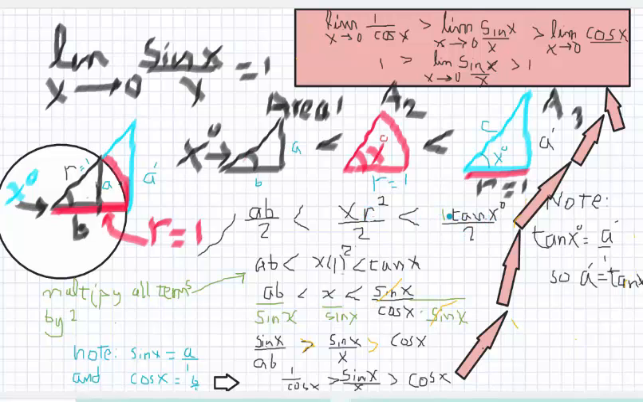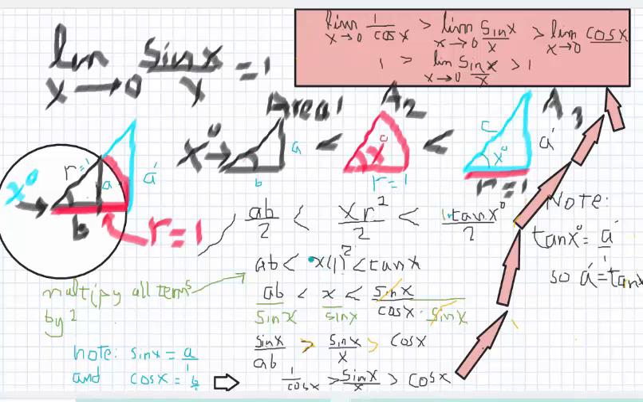R is 1, see it right here? 1 times the tangent of x. Okay, so it's just the tangent of x over 2. So now I'm going to multiply all terms by 2. So 2 will divide out, 2 will divide out, 2 will divide out, right?